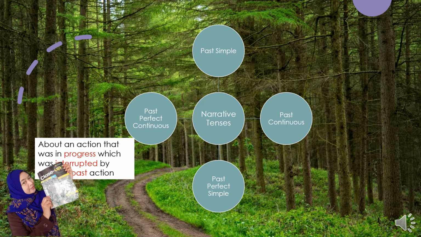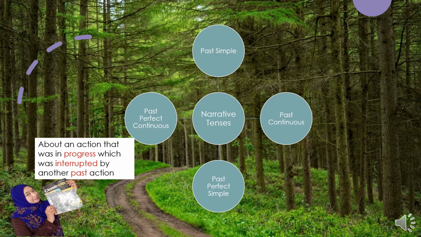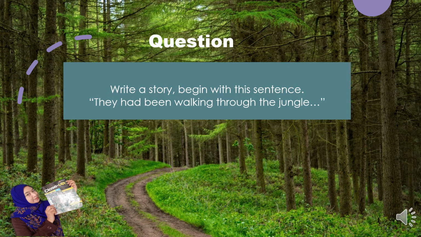Use the past perfect continuous to talk about an action that was in progress for some time in the past, which was interrupted by another past action, or which had an effect on a later event in the past. Example question: Your English teacher has asked you to write a story. Your story must begin with the sentence, "They had been walking through the jungle."